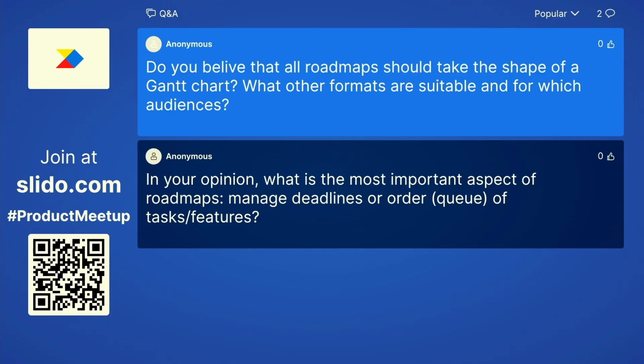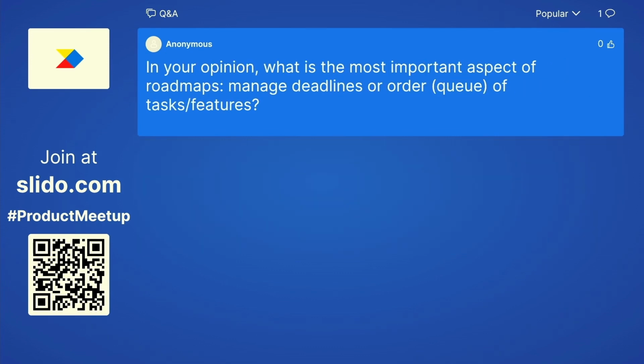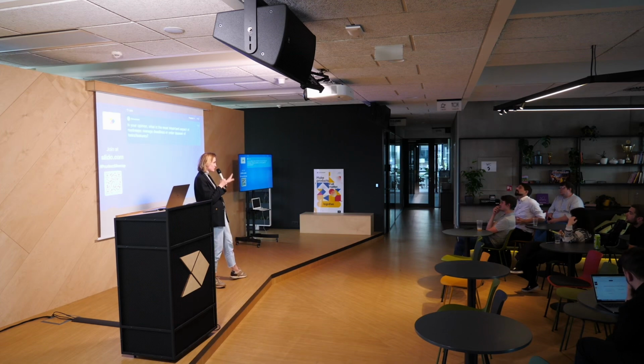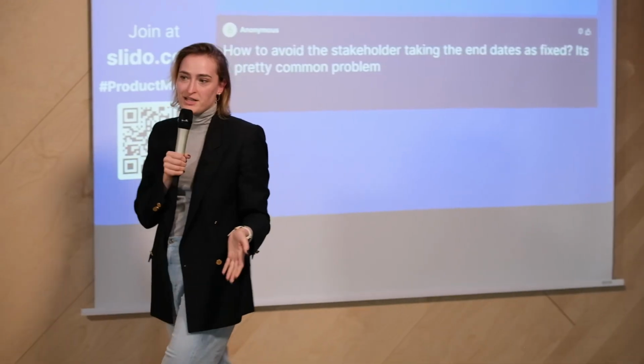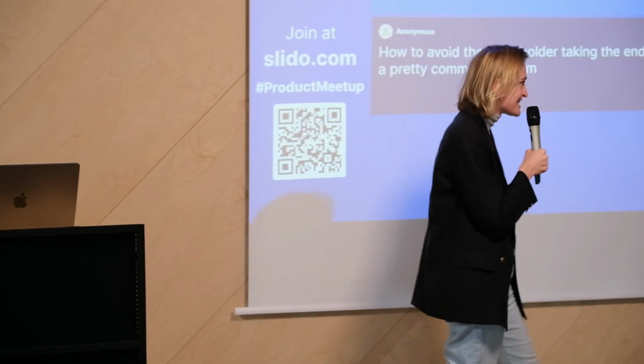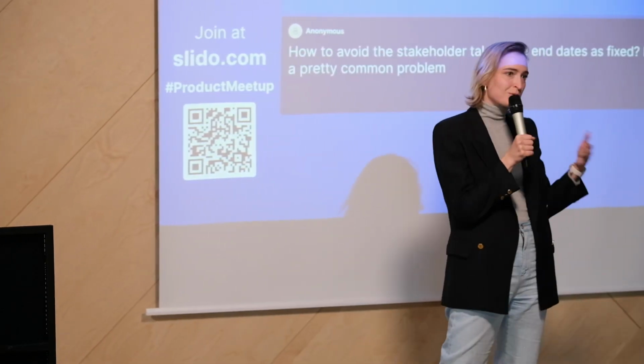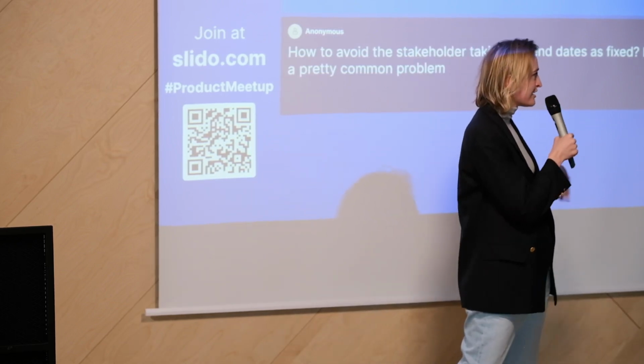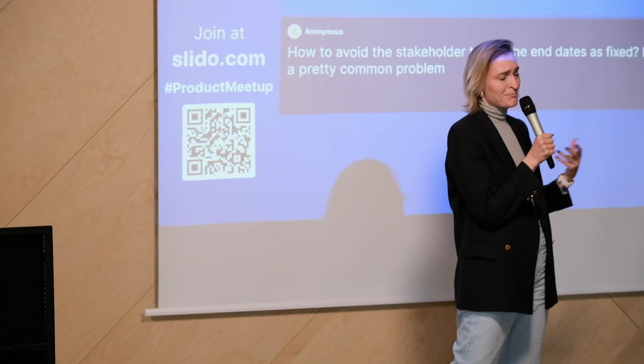In your opinion, what is the most important aspect of roadmaps? Manage deadlines or order the queue of task features? Well, it's phrased in a way that it has to be one or the other. I would say the most important aspect of roadmaps is to make sure everyone understands what you're doing, right? Managing deadlines is the consequence of that. So if everyone understands what I'm doing, then of course I should probably look at the deadlines and make sure that people are meeting them.